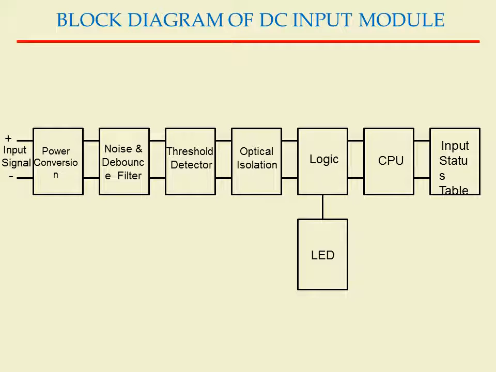Okay, so let us start with the first block. The power conversion block will convert the given DC voltage into the required amount of DC voltage. Then the noise and debounce filter will filter out impurities if any, filter out if there are any AC components. Then the threshold detector will get the voltage required for the logic circuitry. Here is also the optical isolation between the threshold detector and logic circuitry, and this optical isolation is instead of the electrical isolation.